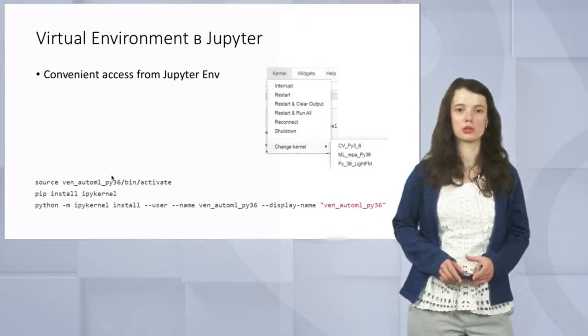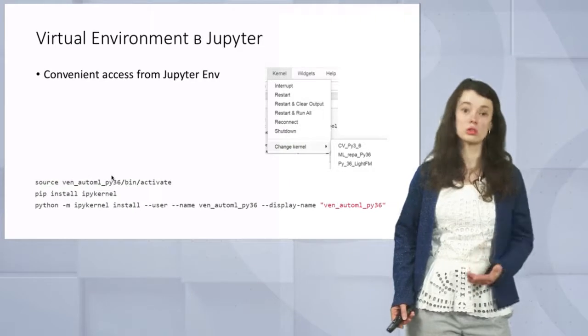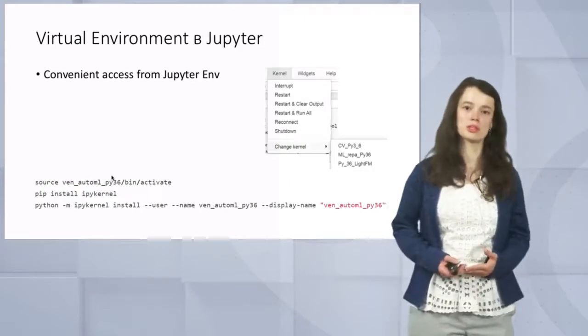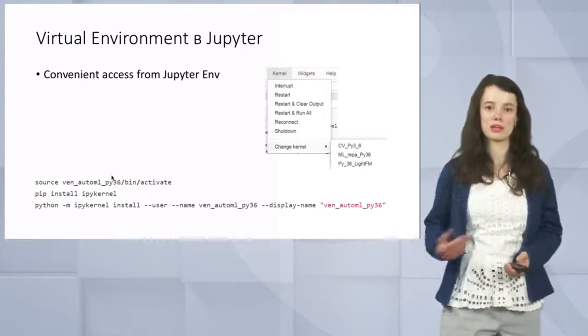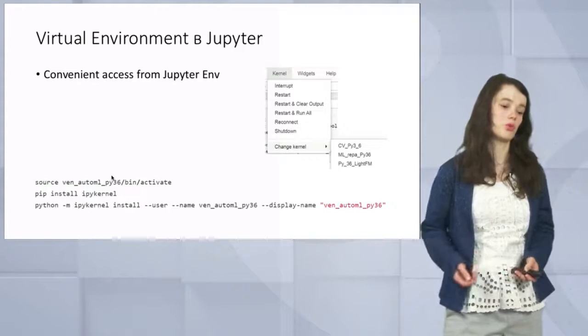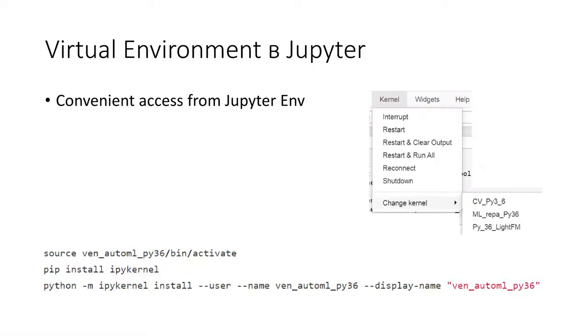How to make your virtual environments convenient in Jupyter notebooks? You can install your virtual environment into the notebook interface by using ipykernel. You need to activate your virtual environment using source activate, then install ipykernel, and then type the command you can see on the picture, and it appears in your notebooks. And it's a very convenient way to use virtual environments.